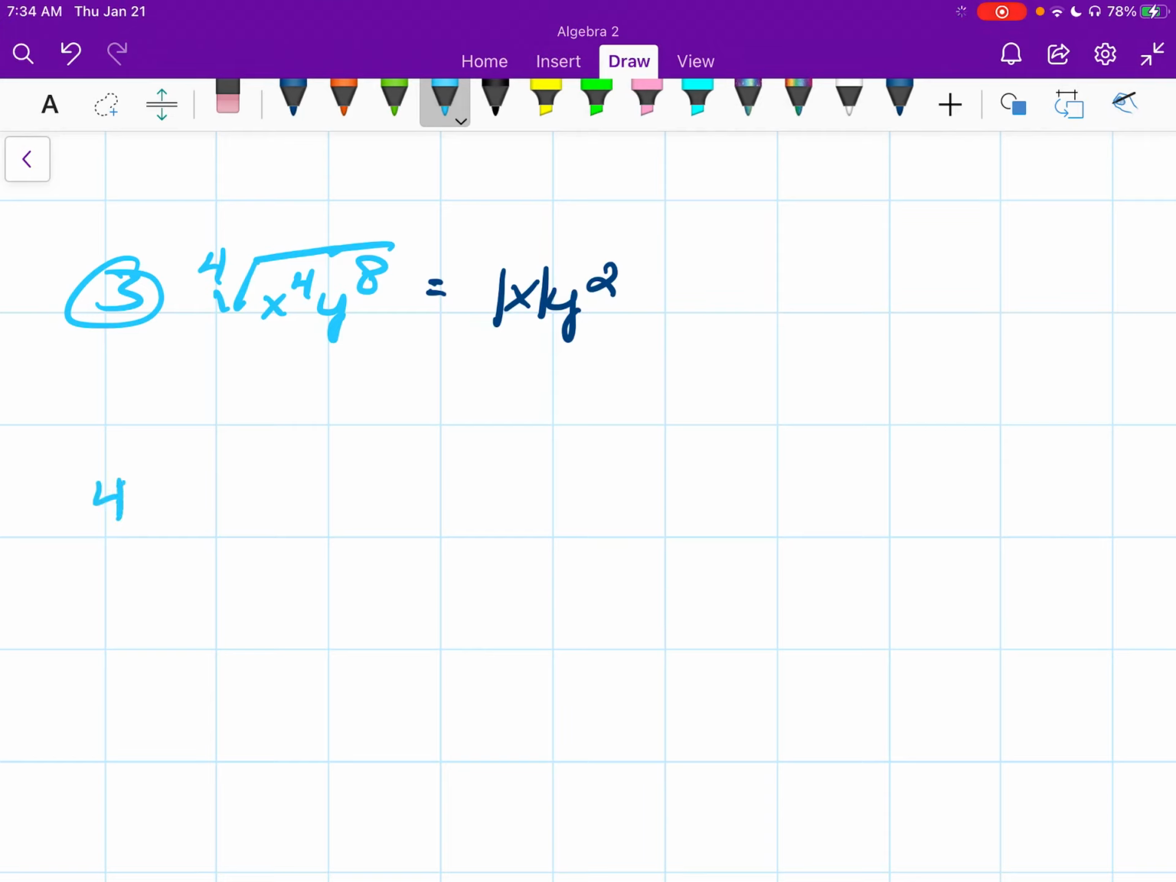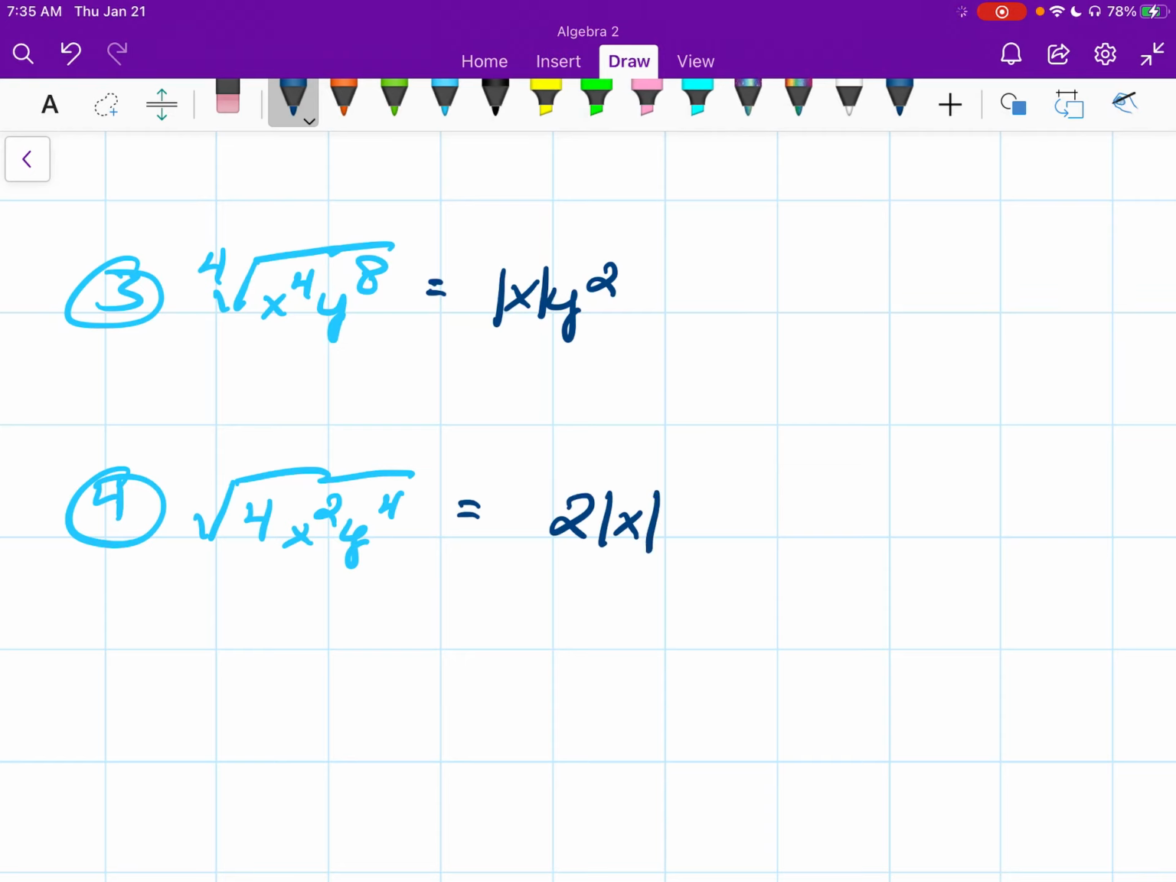All right, number 4. The square root of 4x squared y to the 4th. Well, the 4 is easy enough. The square root of 4 is 2. X squared, the root of x squared is going to be x, but we have to do absolute value bars. Y to the 4th with a root is going to be y squared. And we could use the absolute value bars, but we could just drop them too. So we could say 2 absolute value of x, y squared. Either of those answers is good.